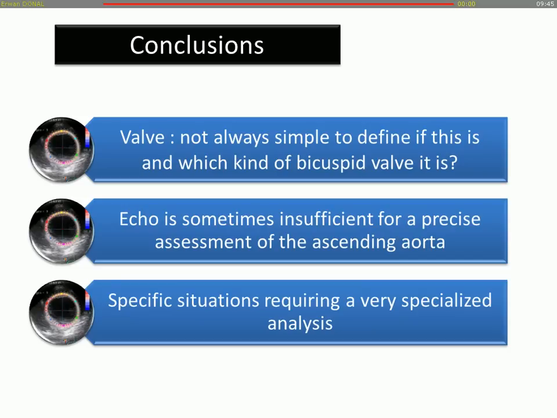And there are specific situations like the Turner syndrome, which are very complicated to diagnose, because these are small girls, and you have to consider the normalization of the measurements to make sure that you don't miss a dilatation of the ascending aorta.